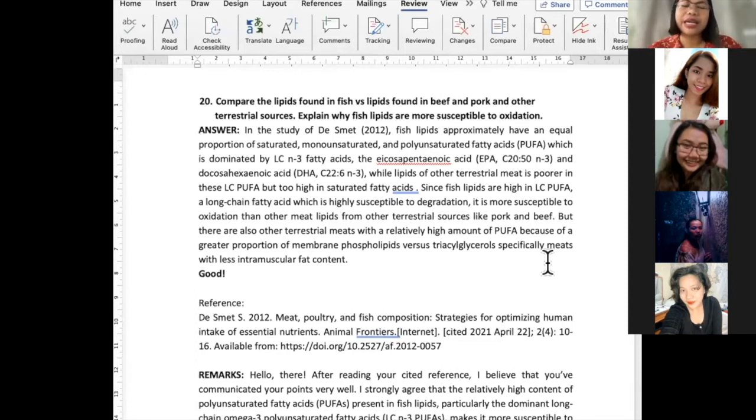Okay lang. Kaya lang mamimiss nila yung mga sharing natin. Hay nako, bakit kasi hindi siya nag-auto record?